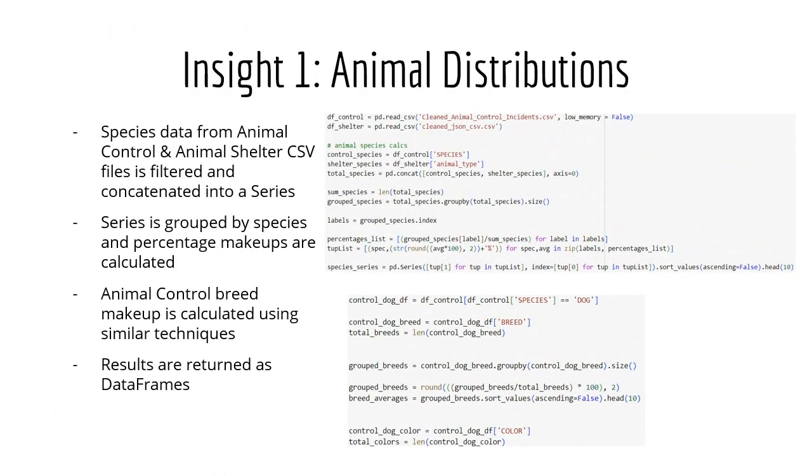For our first insight, we are looking for trends in the distributions of animal species and then furthermore in breeds of the animal control and animal shelter data sets. So to do this, we filtered both CSV files and concatenated them into a series and grouped this by our targeted group, whether it is species or breed or color, and then returned the results as data frames.